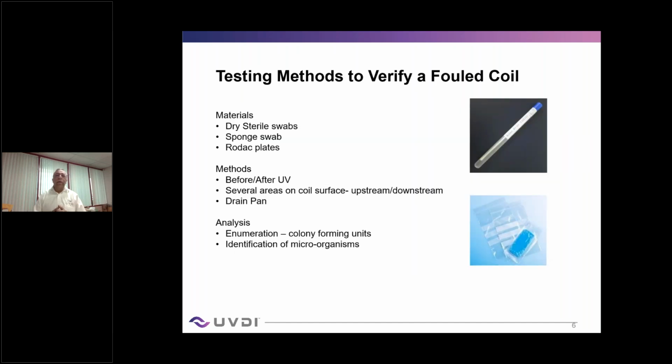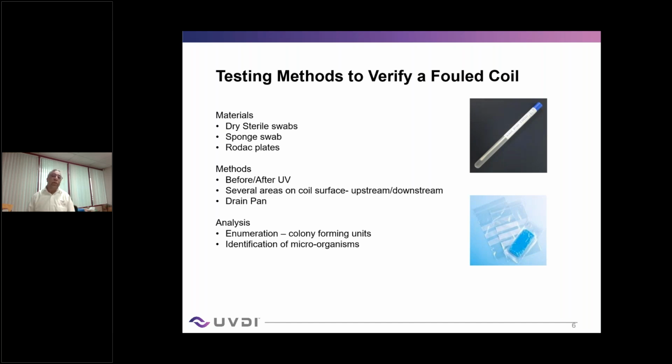So the first thing is, how do you know that your coil is fouled? What's a quick way of testing it? This is something we've done over the years to help people identify how badly their coil is fouled. A typical and the most common way is you take a dry sterile swab. We've all used swabs, unfortunately, for COVID testing, so you're familiar with that. But there are some other options too. You have sponge swabs, you have Rodac plates as well, which you can use.